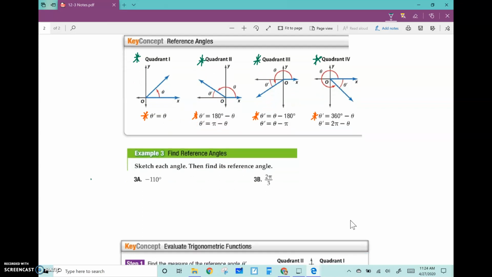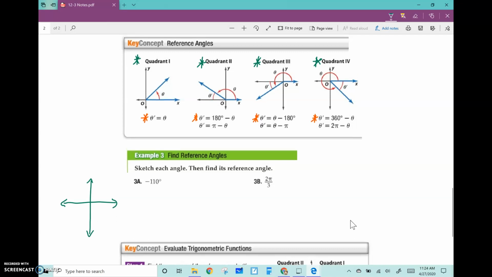So I'm going to sketch, like it says, an angle that's -110 degrees. And if you're like me, I like working with positive angles. All right, so I'm going to take -110 and I'm going to add 360 to it to get its positive measure. And if I add 360 to -110, I get the angle 250 degrees. So I'm going to use 250 degrees here.